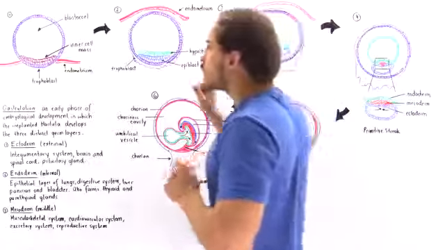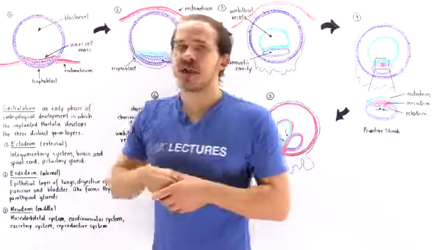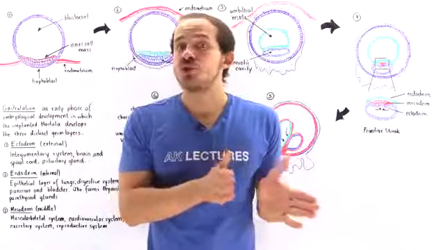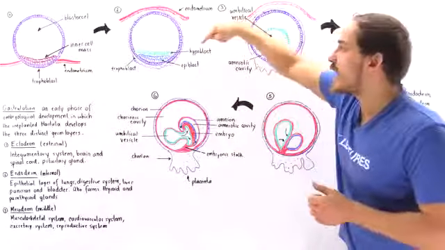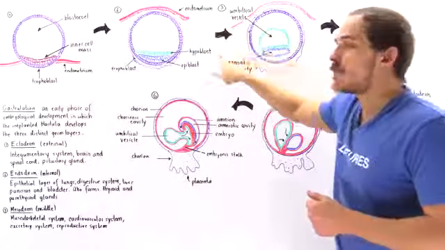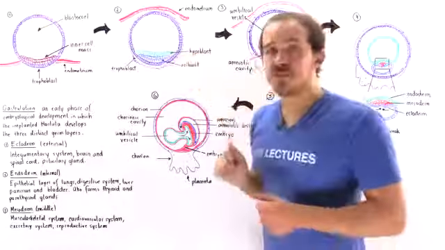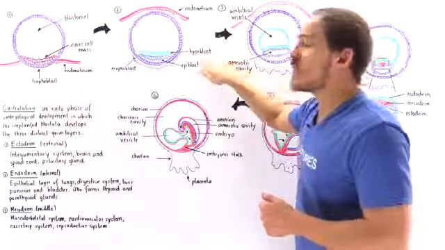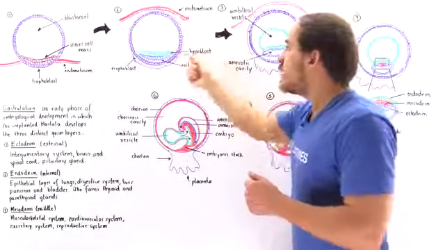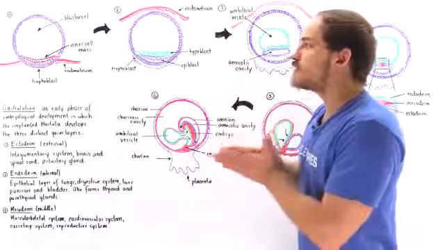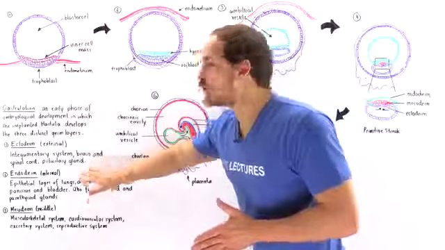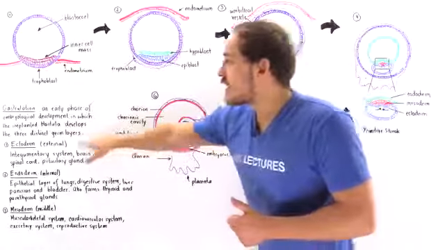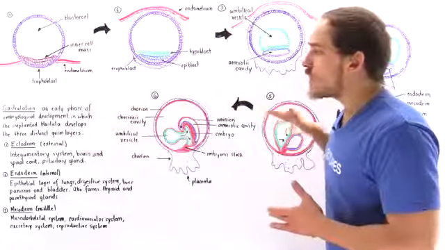And also notice that the cells of the inner cell mass differentiate into two different types of cells. We have the green cells that make up the hypoblast, and we have these blue cells that make up the epiblast. Now, the hypoblast cells eventually give rise to the endoderm, while the epiblast eventually gives rise to the ectoderm.